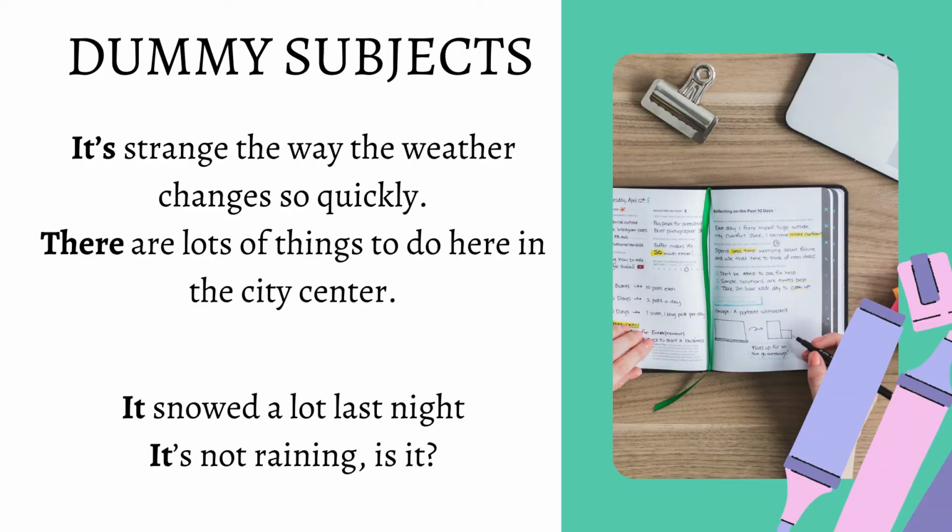We are also taking a look at the dummy subjects. The subject is an essential part of a clause, of a sentence. Sometimes we need to use a dummy subject, where there is no other subject to put in the subject position. We use it or there as dummy subjects frequently. "It's strange the way the weather changes so quickly." "There are lots of things to do here in the city center."